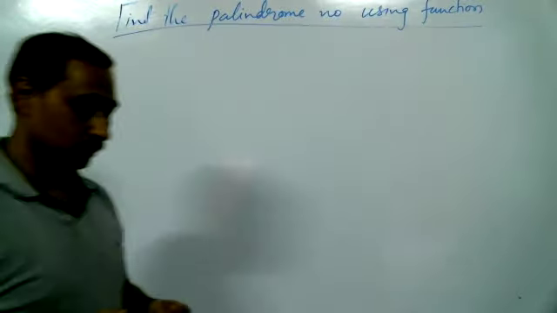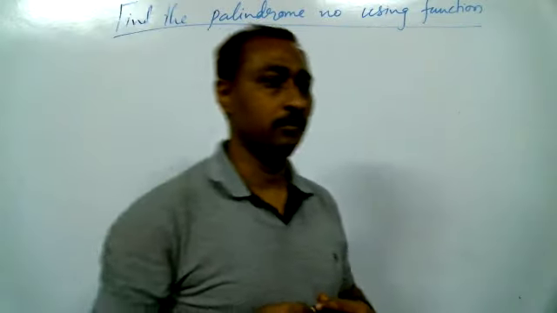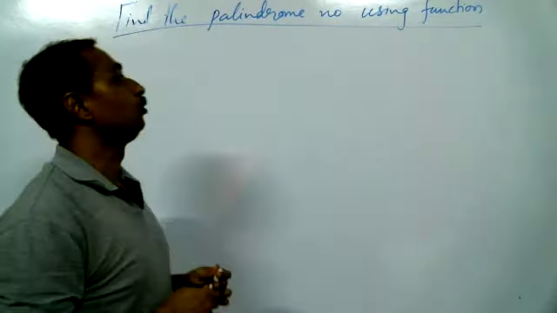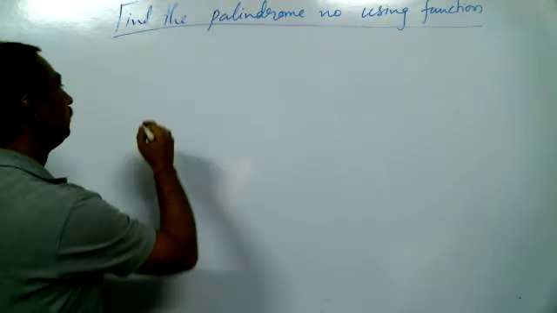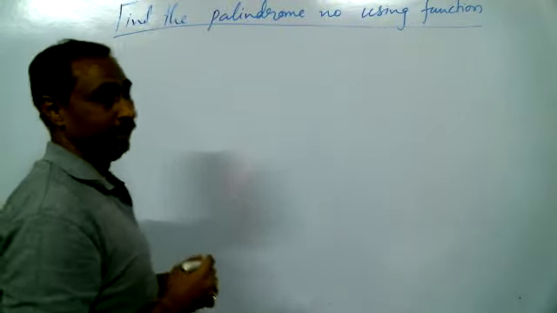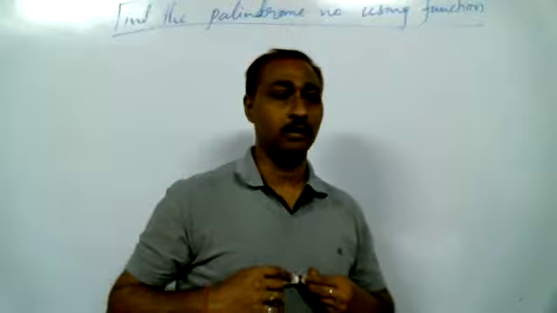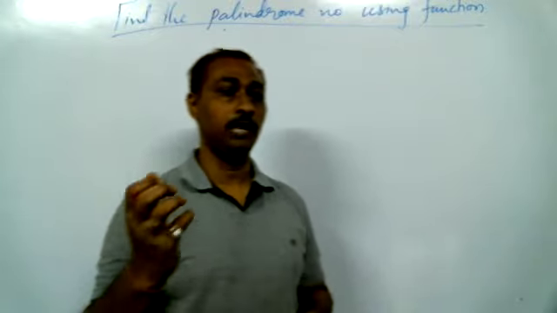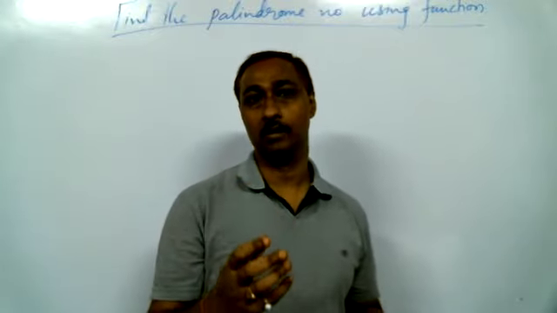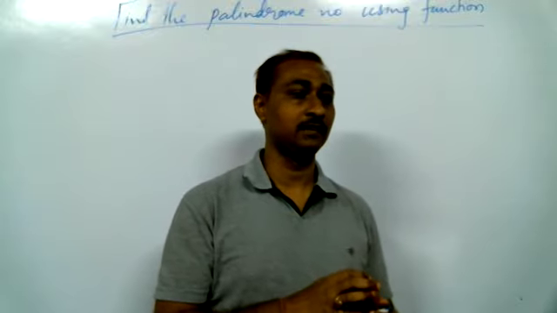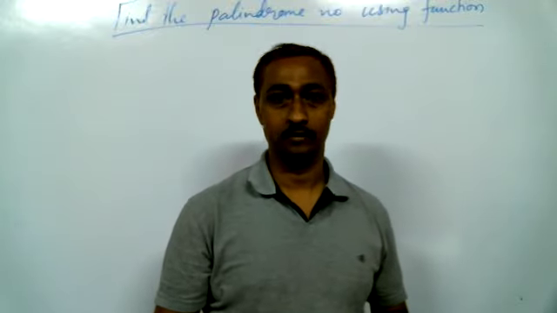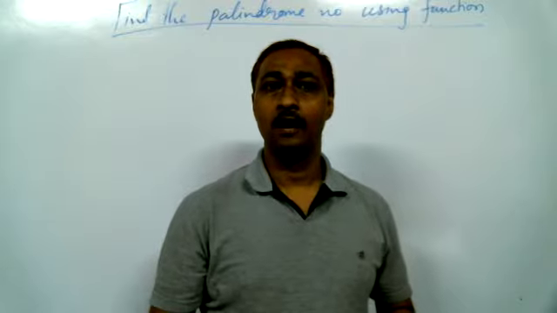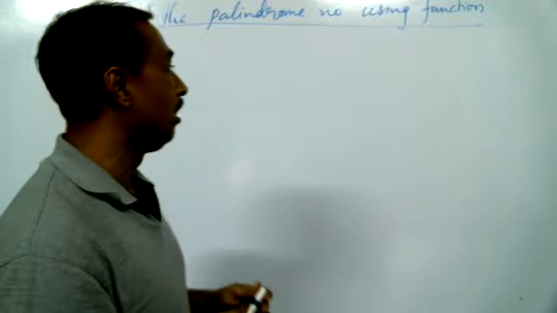For that, we have to make the function first. How to define the function I am telling you. For finding the palindrome number, we will get a number. The function should get a number which has to be checked whether this is palindrome or not. Okay? So that number should be the parameter.